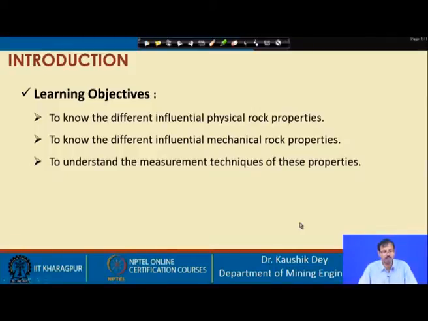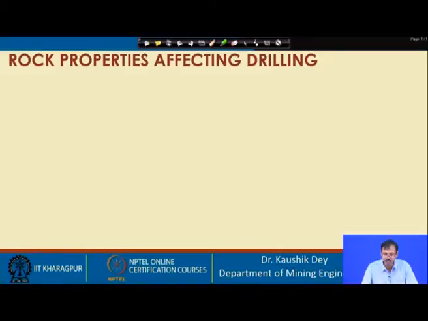Our learning objectives are to know the different influential physical rock properties, to know the different influential mechanical rock properties, and to understand how to measure these properties of rock.